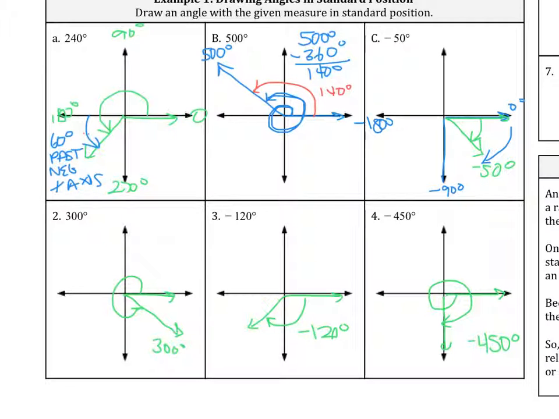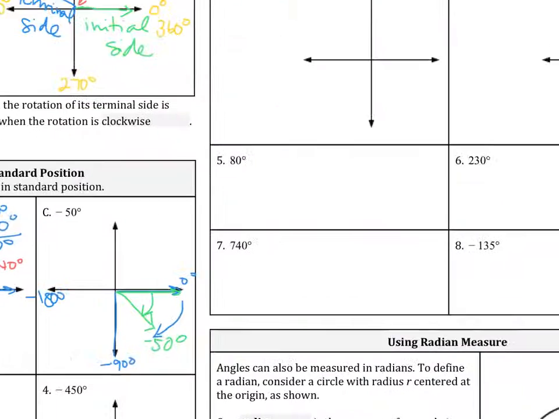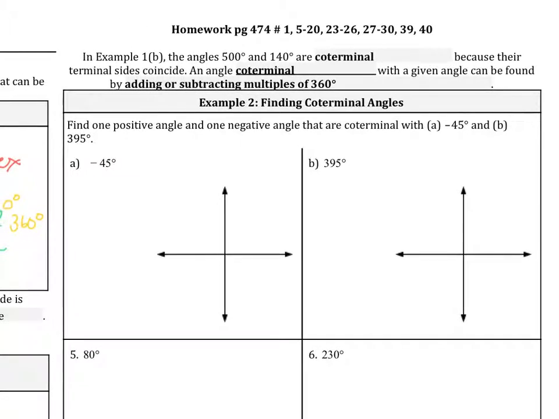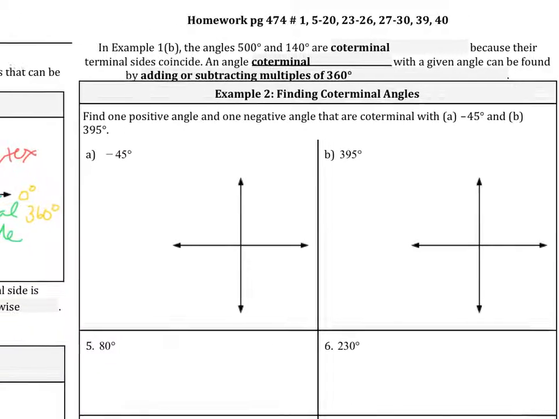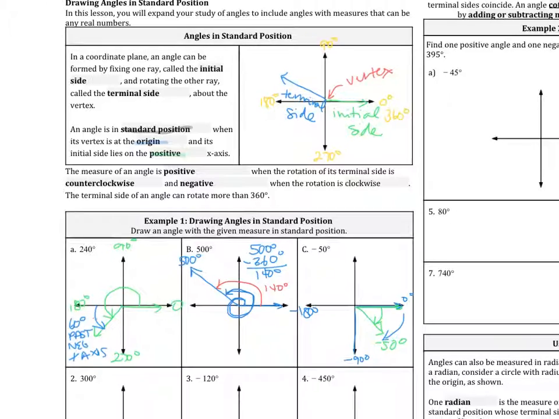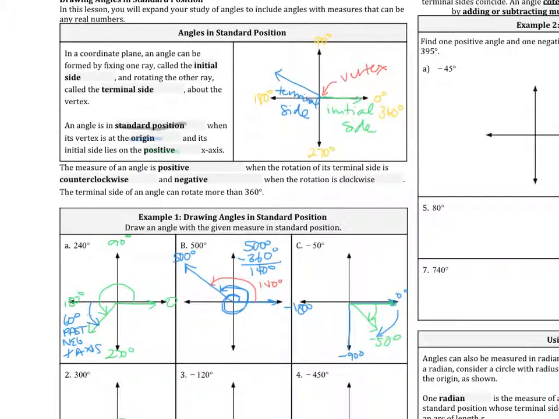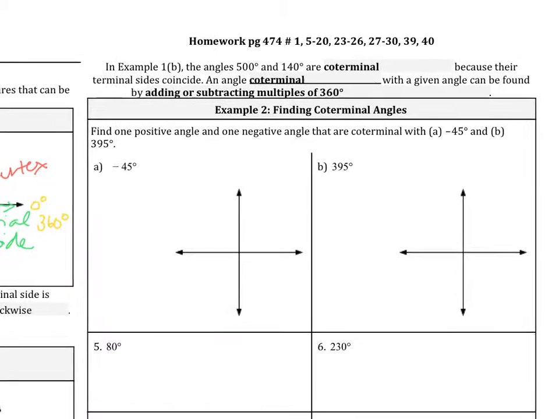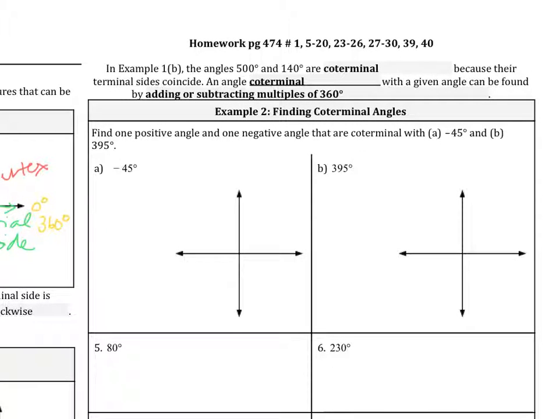So again, when you're doing this for a quiz or a test, make sure that you're drawing which way the angle rotates and where it terminates. Let's look at another thing. In example 1b, the angles 500 and 140 are coterminal. So looking here, this is 500 degrees, and then 140. Notice where it ends. They are coterminal because their terminal sides coincide. They end at the same exact place.